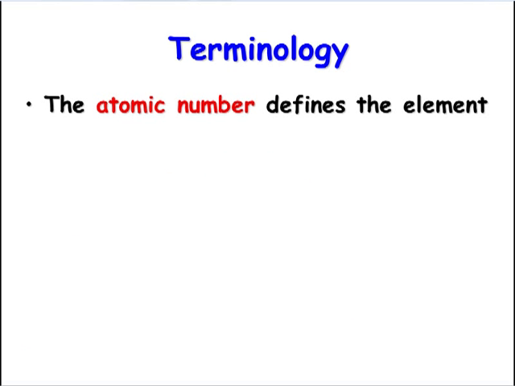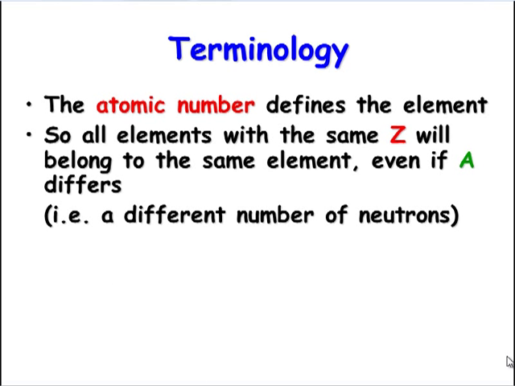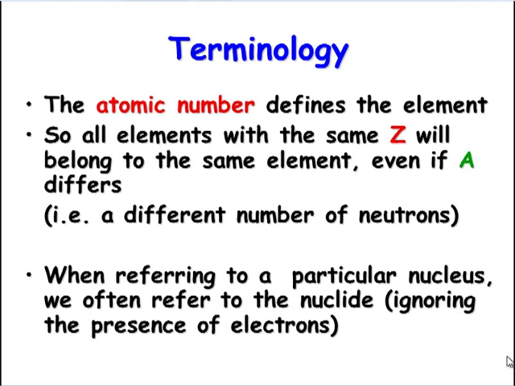So it's important to recognize that the atomic number is what defines the element. So all elements with the same Z are the same element. So if the atomic number is the same, then they are the same element, even if A is different. All A does is tell us that it has a different number of neutrons. So when we're referring to a particular nucleus, we often refer to the nuclide, and that's really talking about what's happening in the nucleus, ignoring the electrons and what's happening there, particularly in these radioactive decays.